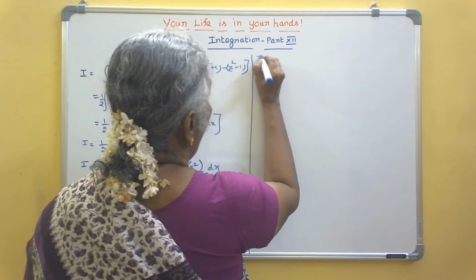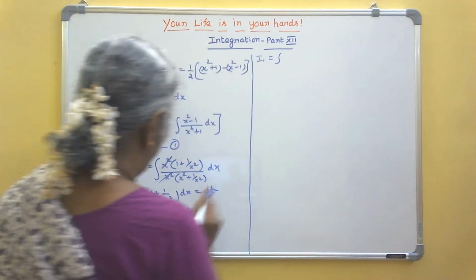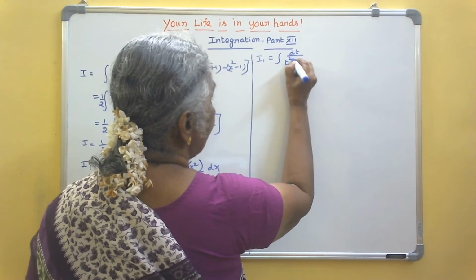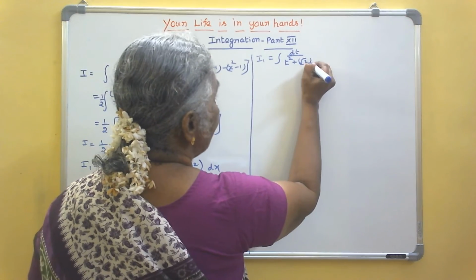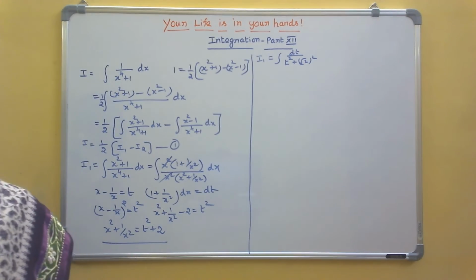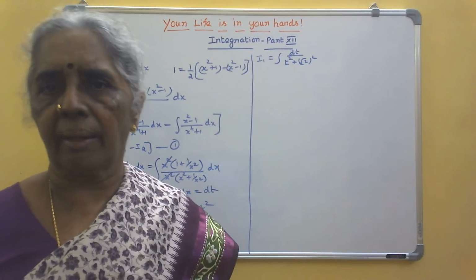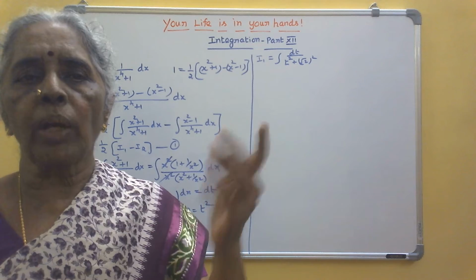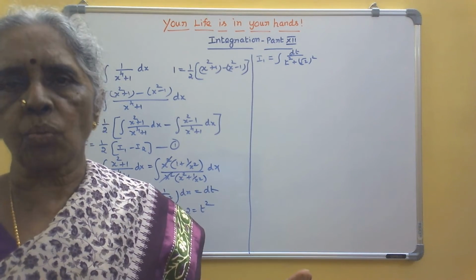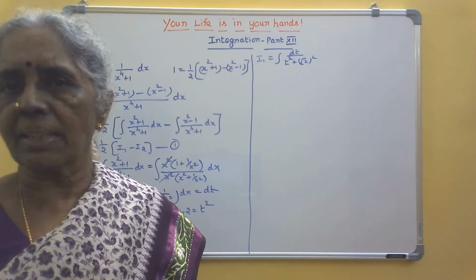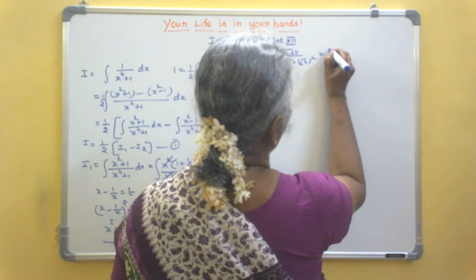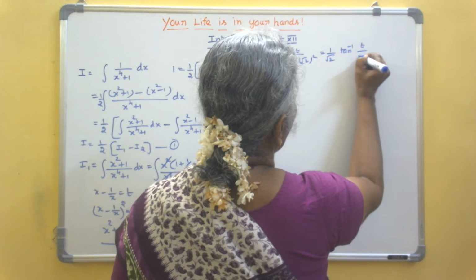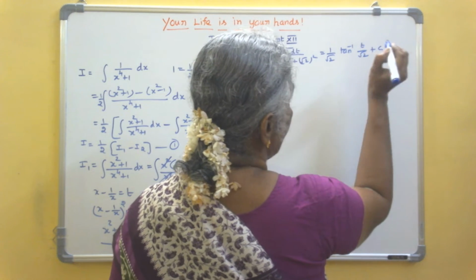So now I1 will be equal to integral, the numerator is dt, the denominator is t square plus 2, which is root 2 the whole square. You know this is easily integrable, isn't it? So it is like integral dx by x squared plus a squared, which is 1 by a tan inverse x by a. So here you will get 1 by root 2 tan inverse t by root 2 plus c1.